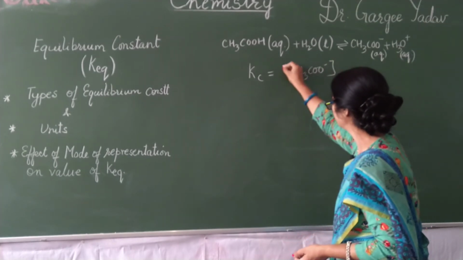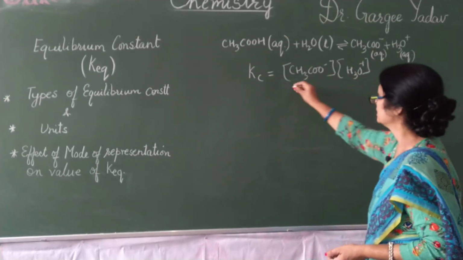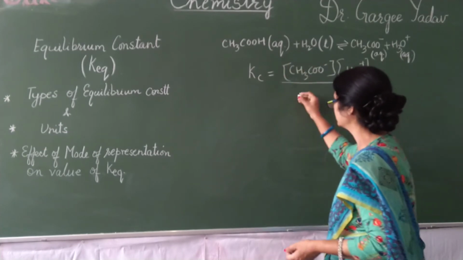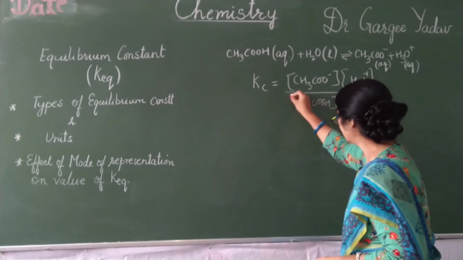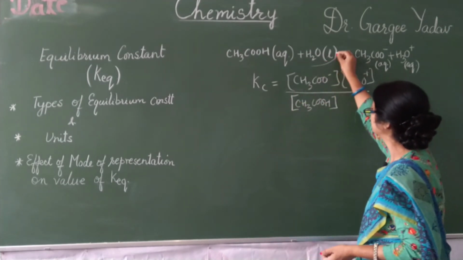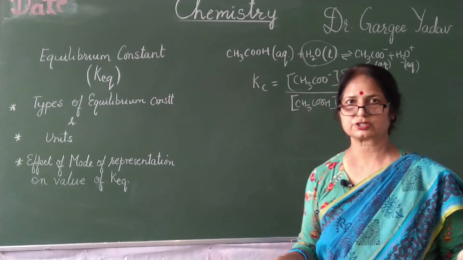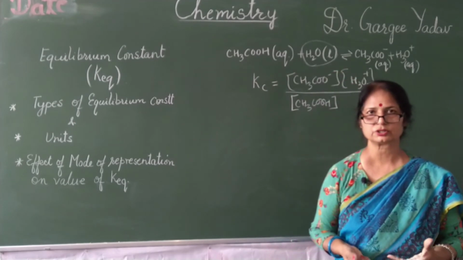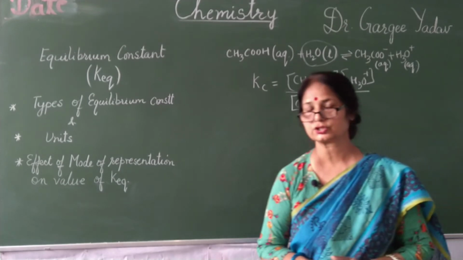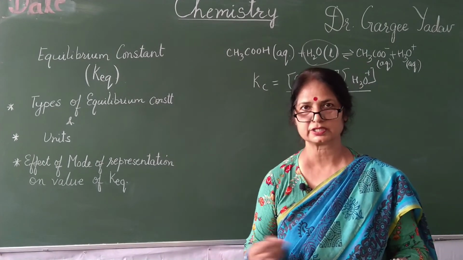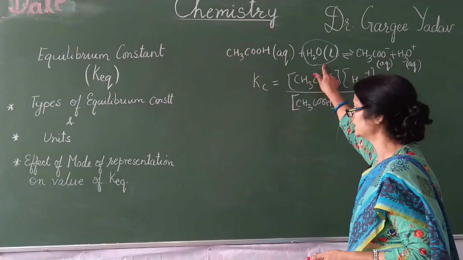Since this is our aqueous phase, with the hydronium ion concentration, this is the active mass of the products divided by the active mass of the reactants, which is CH3COOH, acetic acid, multiplied by water. This we will take as unity, because the reaction is taking place in water and the concentration here will be taken as constant, because the concentration of water will not change, since it is the solvent in which the reaction is taking place. So this will be taken as unity.